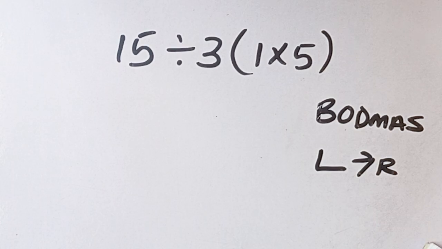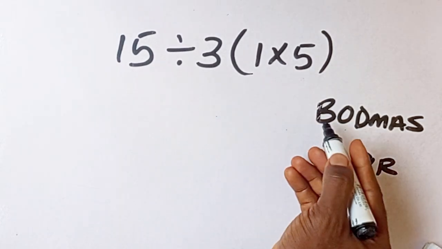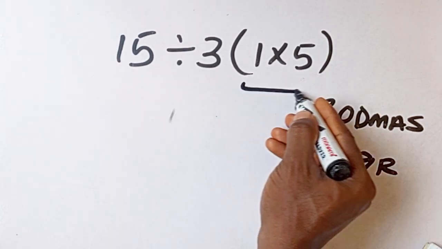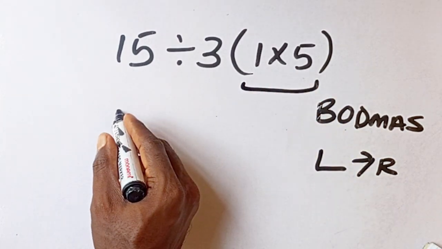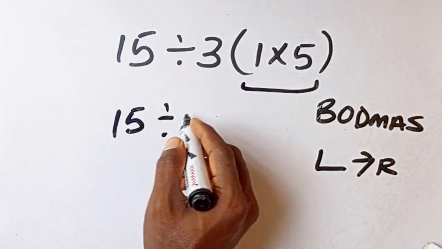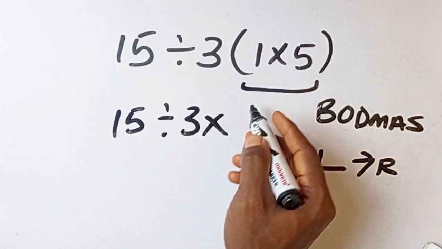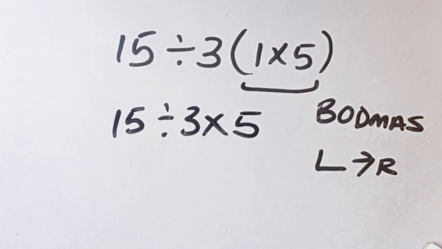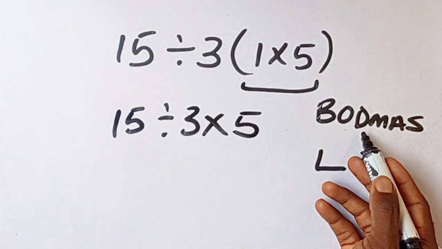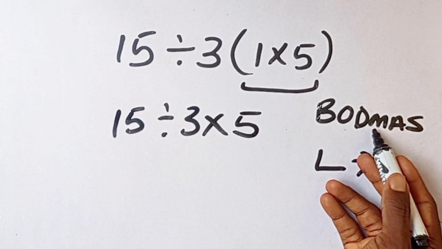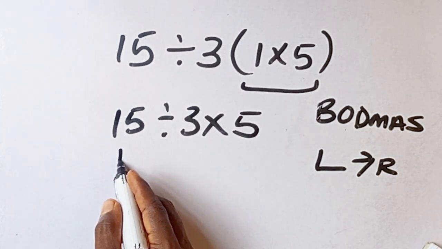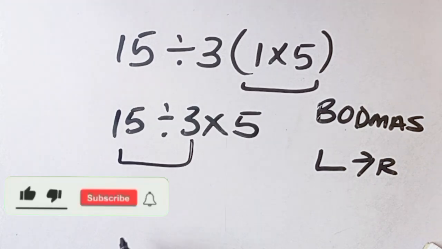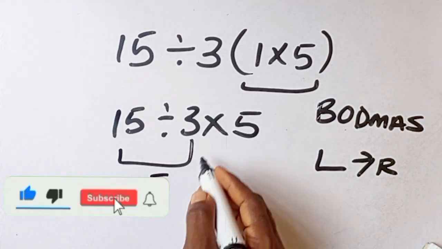It's very wrong. So if we follow the rules, first of all, we have to solve this bracket, which is 1 times 5. So we bring down 15, divided by 3 times, 1 times 5 is going to give us 5. So the next one is division, because division and multiplication have equal priority. So we are solving from left to right. So 15 divided by 3, this is going to give us 5.